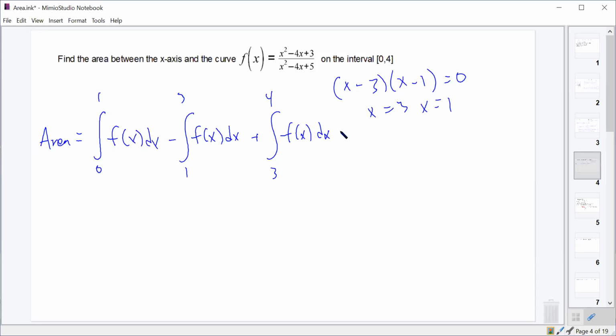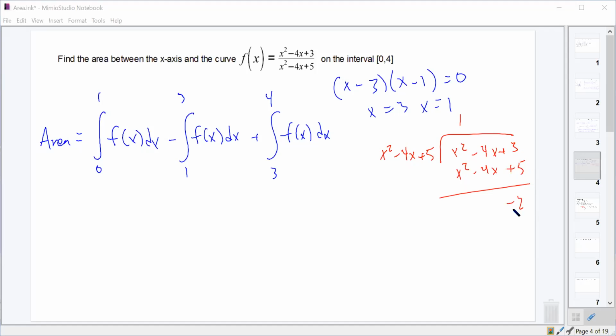And just for good practice for the quiz tomorrow, how do we solve this integral for f of x? What do we need to do first? Since it's a rational function and the degree of the numerator and the denominator are the same, we'll do the division, right? So we'll get x squared minus 4x plus 5 going into x squared minus 4x plus 3. And that goes in once, right? And if we put this below, what do we end up with? Just a minus 2 down there.